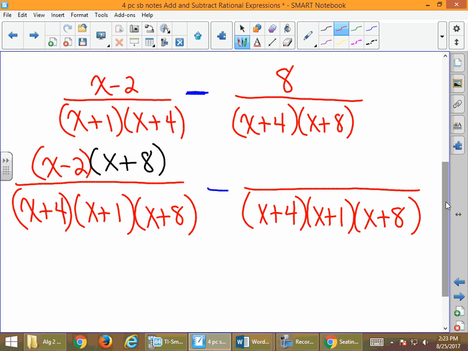Over here, we have an 8 in the numerator. That's not going to go away. We had x plus 4. That's still there. We have the x plus 8. But what we put into our denominator over here on the right side is we put into it an x plus 1.